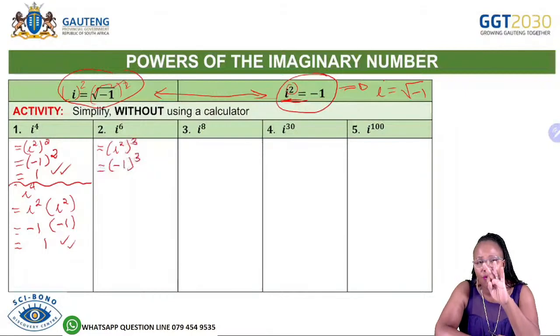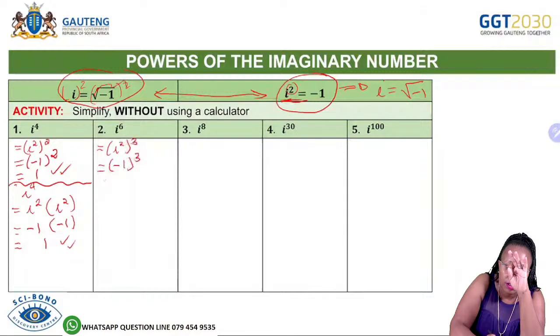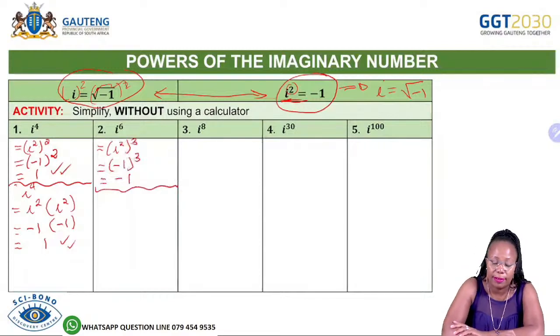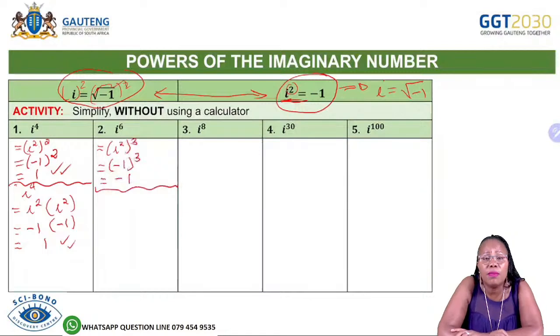Times a negative 1, that is a negative 1. So if it is to the power 3, the answer will be a negative answer. But still a 1, but a negative 1. And then number 2 now, alternative solution.